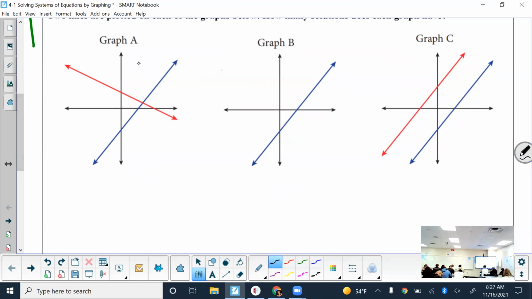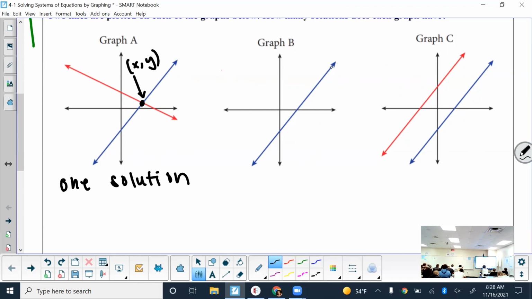So how many solutions does graph A have? Well, one solution. The red line and the blue line meet here. That ordered pair would be my solution, and there's only one area that they intersect. Agreed? Anyone think they intersect at more than one spot? All right, so that's one solution.